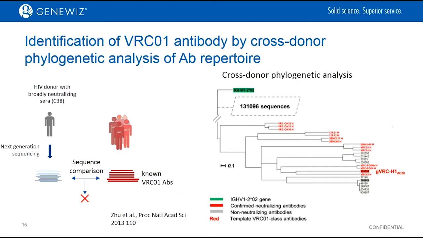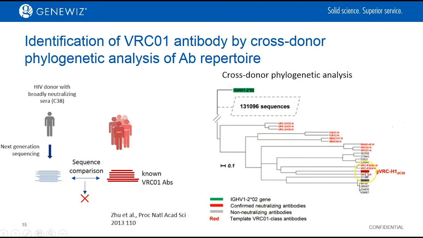Then the researchers decided to perform cross-donor phylogenetic analysis of heavy chains, and in the analysis they included all the sequences from the donor C38 and known VRC01 antibodies. They focused on the part of the phylogenetic tree that included both types of sequences, donor ones and known VRC01 sequences. Then they selected several antibodies from these branches and tested them for neutralization.